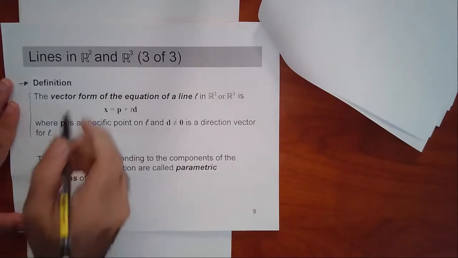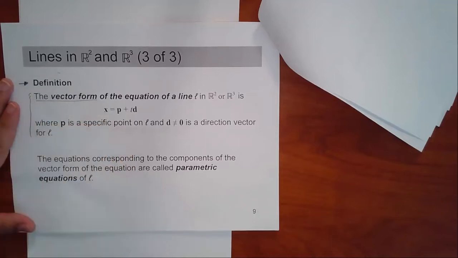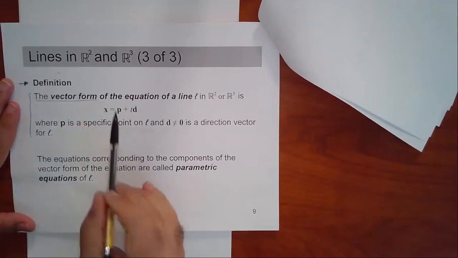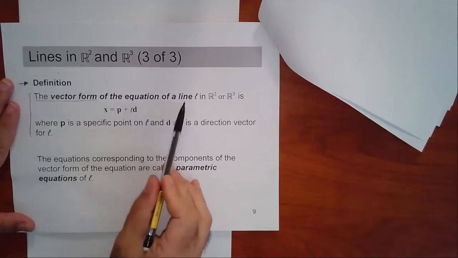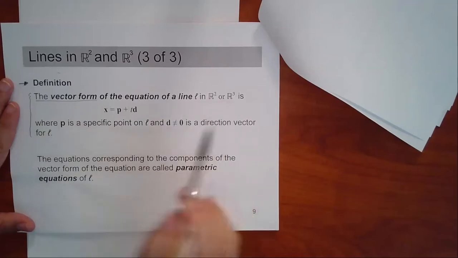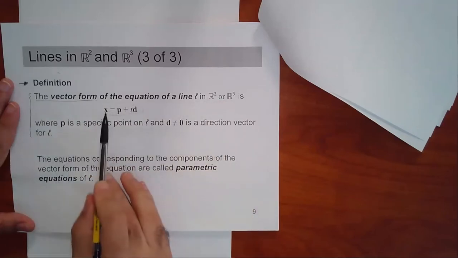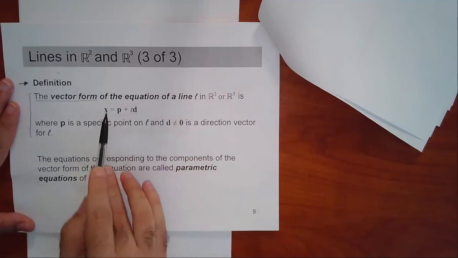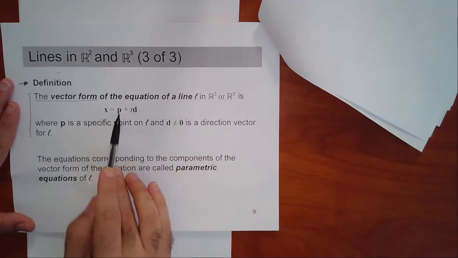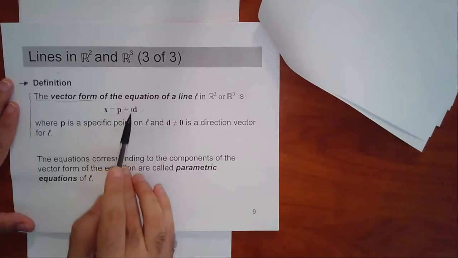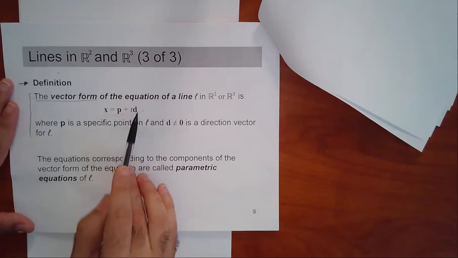The vector form. If they ask you to write down the vector form of the equation of the line in R2 or R3, this one is going to be the vector form. X is the vector (x, y), in R3 it is going to be (x, y, z). P is the point, t is just a scalar, and D is the direction vector.